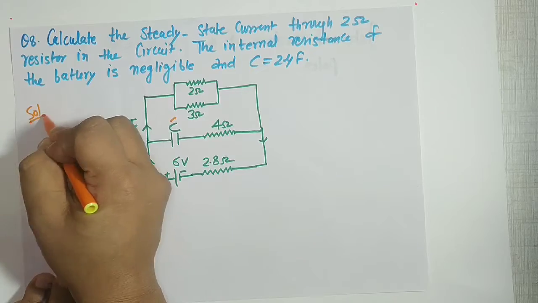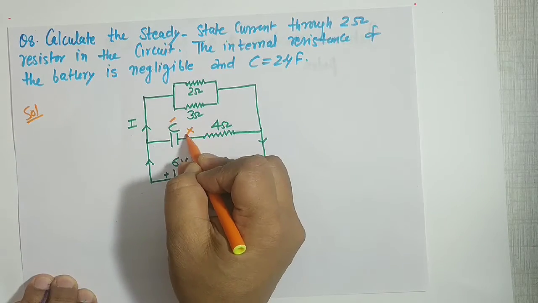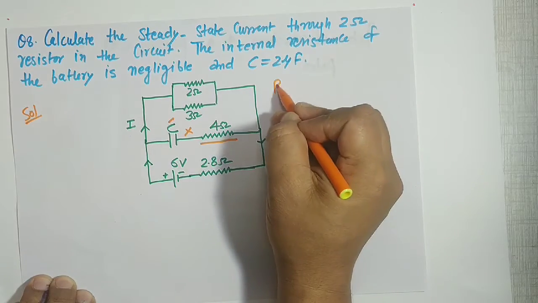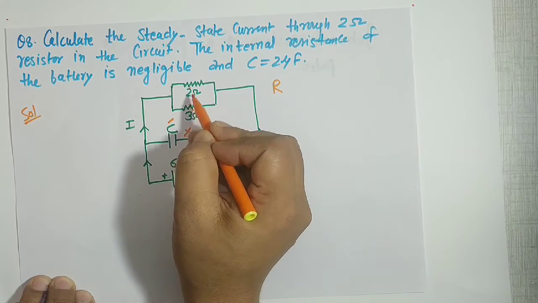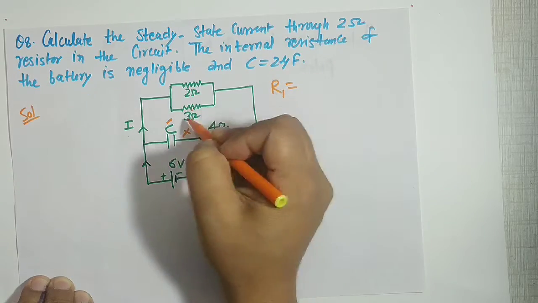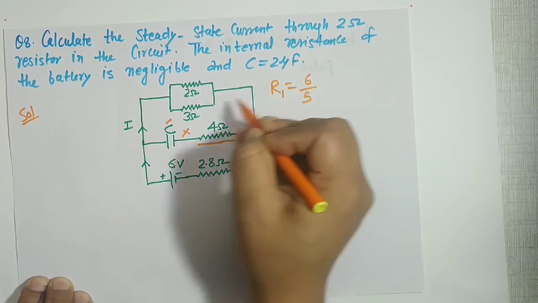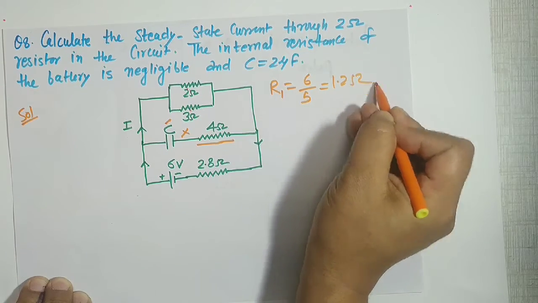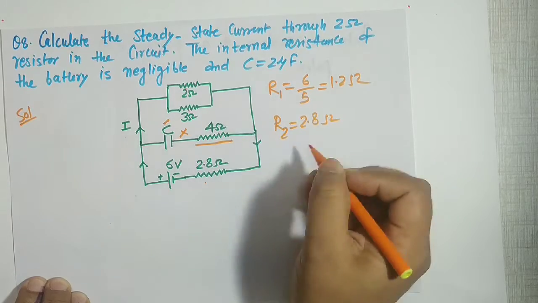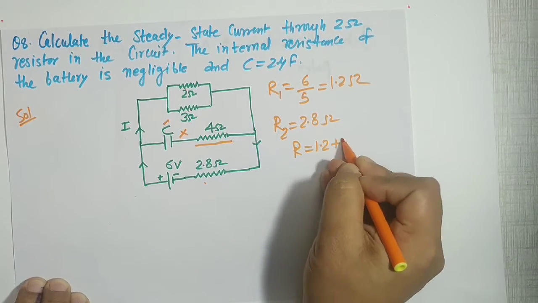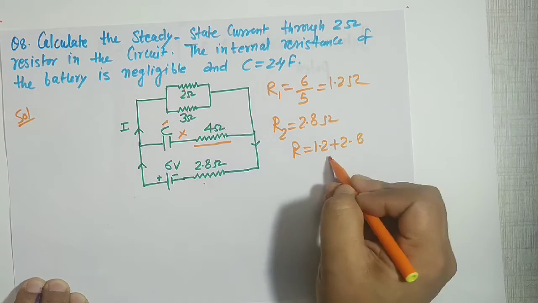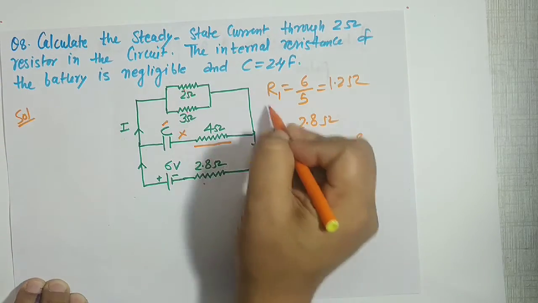And the very simple solution is that when the current passes, the current will not go through here. So this is neglected. So we'll find the net resistance. If I find the net resistance, 2 and 3 are what? In parallel. So say this is R1, the resultant of 2 and 3 is 6 by 5 because both are in parallel. So it is 1.2 ohm. And this is say R2, 2.8 ohm. So what is the net resistance? I think 1.2 plus 2.8, because you don't have to take this, because the current is not passing through it. So it will be 4 ohm. So net resistance in this circuit is 4 ohm.